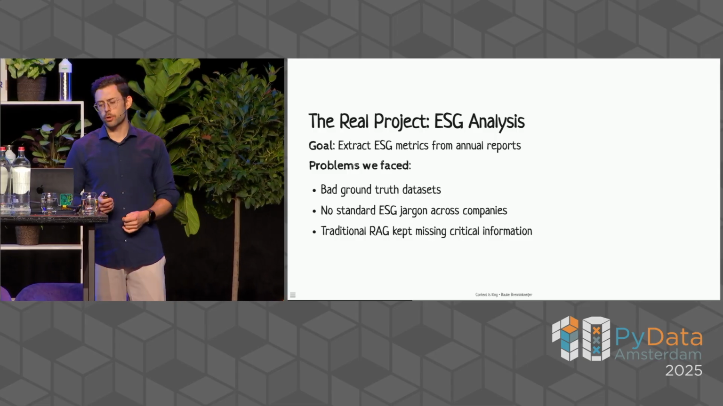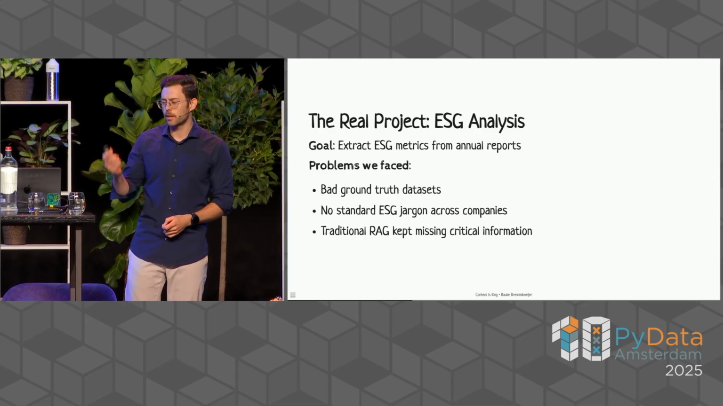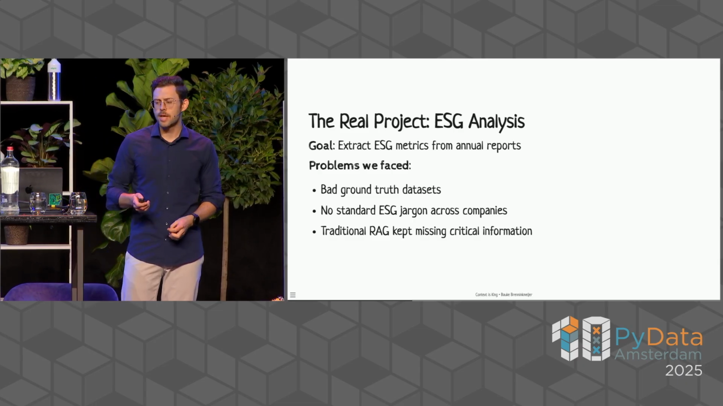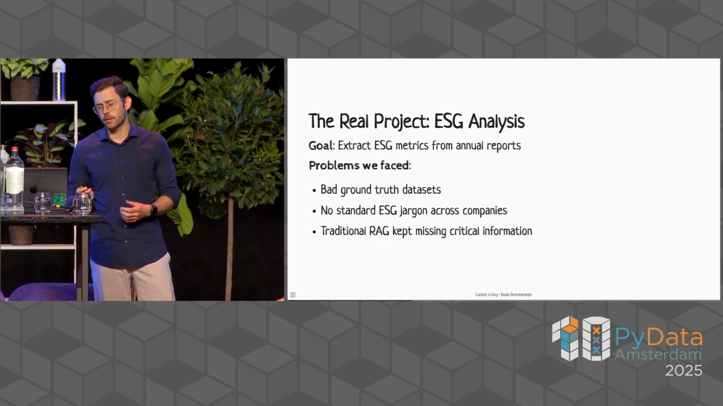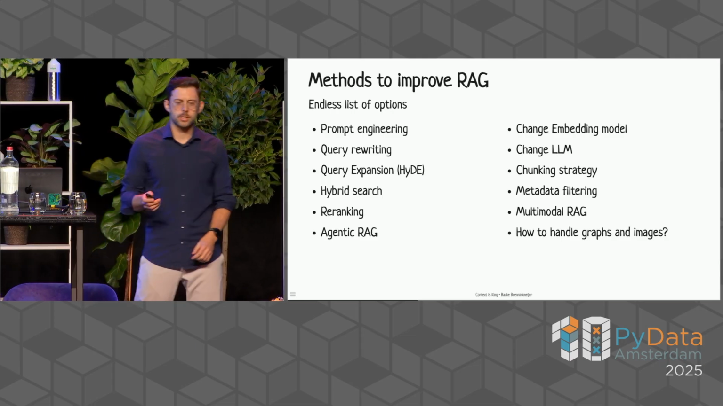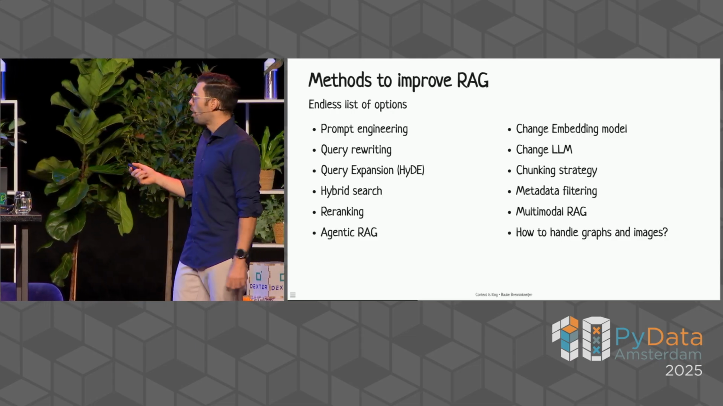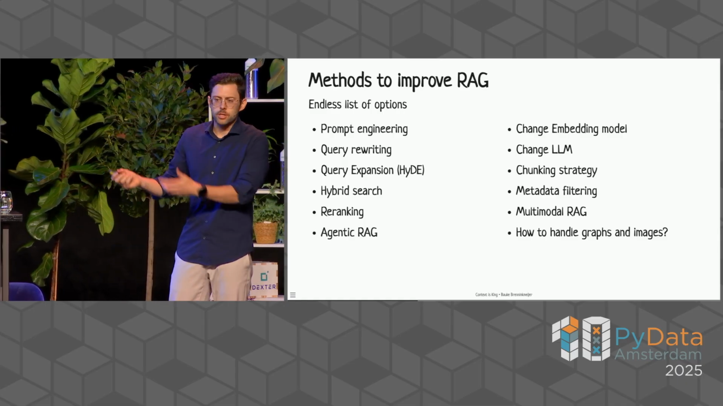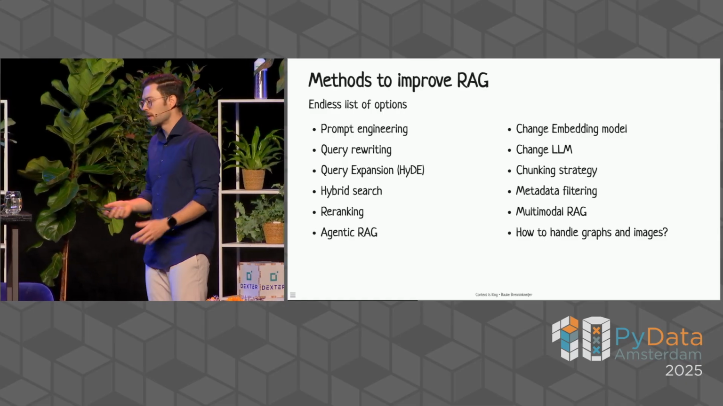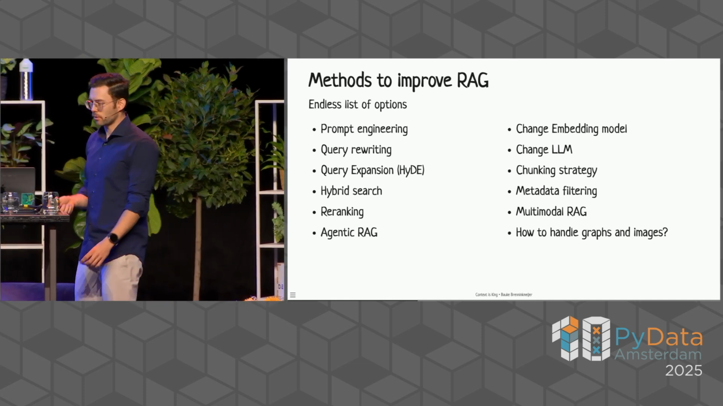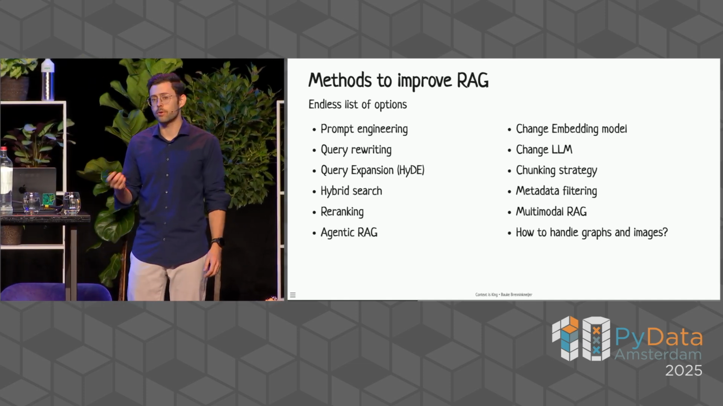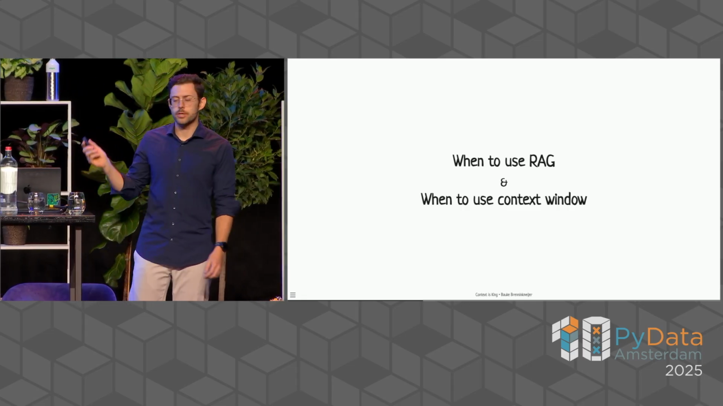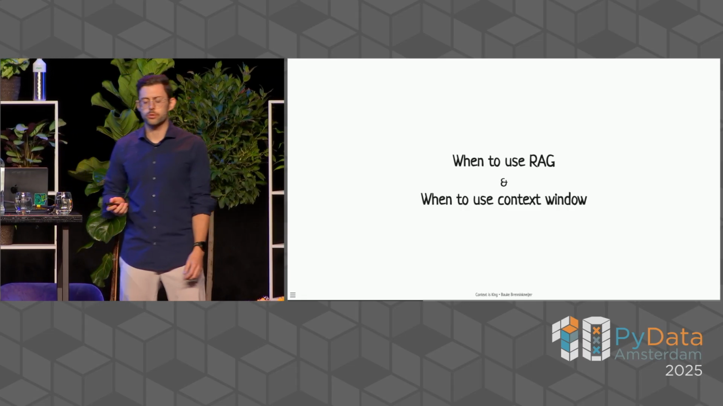So we had this ESG project, and the issues we were facing: no ground truth data sets, no standardized jargon, and traditional RAG kept missing important details. And RAG has the additional issue that there's an endless list of improvements you can make to the system, and none of these is wrong or correct, so you kind of have to try them all. Without a good data set, it's very hard to evaluate them. So it really boils down to this question: when do you use RAG and when do you use the context window?